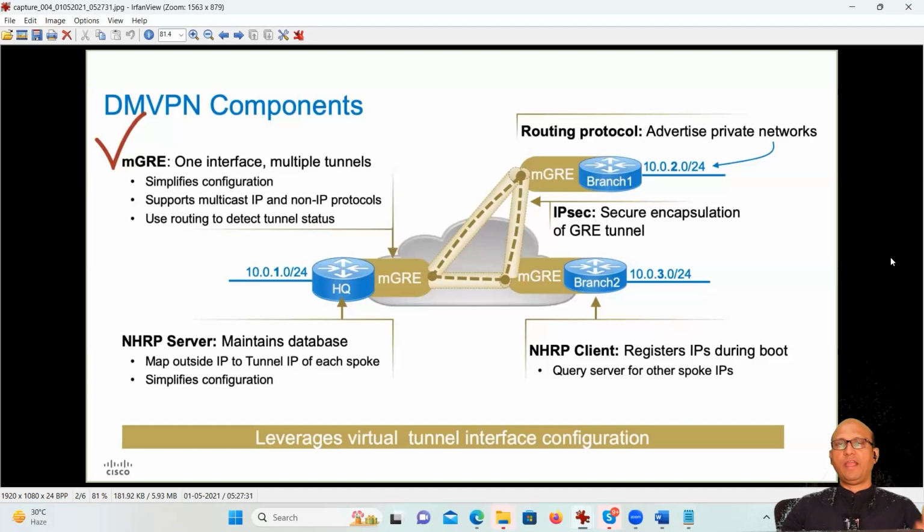So the second and very important protocol that I'm going to use in DMVPN is MGRE, not just GRE, because the requirement is I want to send my traffic to multiple spokes. I want to send my protocol to multiple spokes and I want to converge them. I want to make them neighbors over the internet. That is possible only with an MGRE tunnel. So one interface, multiple tunnels. It simplifies the configuration and supports multicast and non-IP protocols.